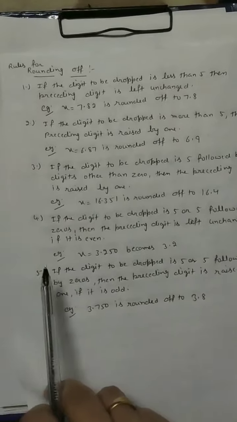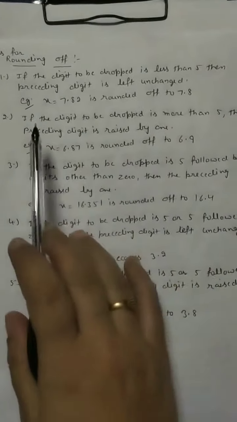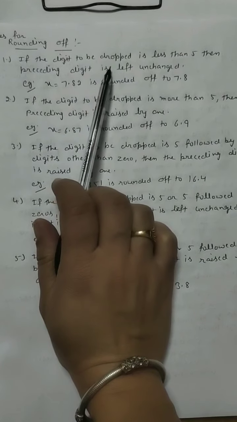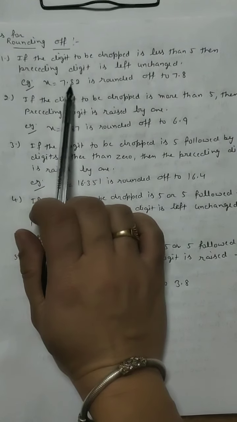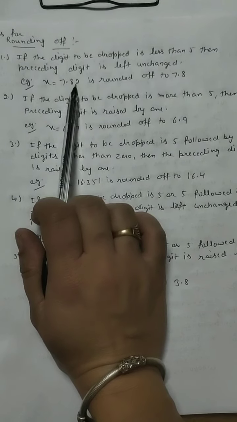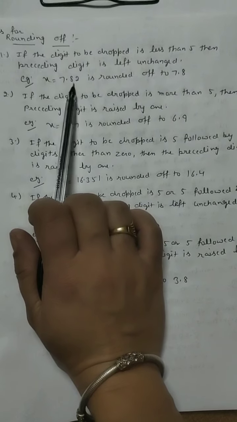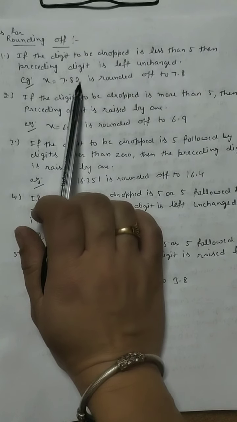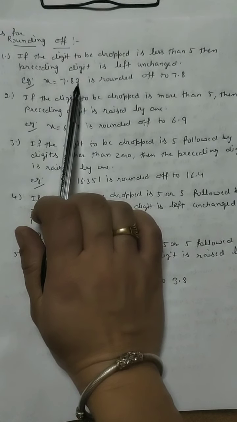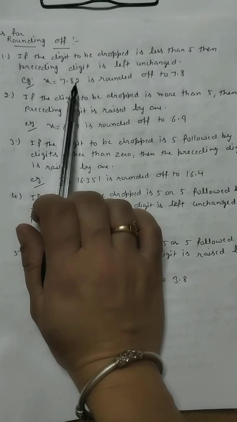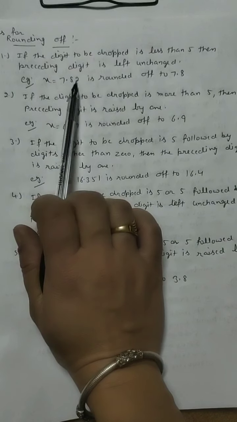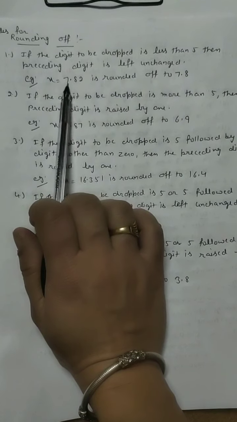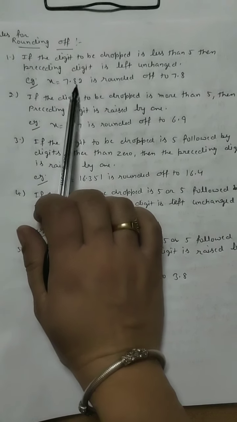The next topic is the rules for rounding off. The first rule states that if the digit to be dropped is less than 5, like the example 7.82, and we have to round off to one decimal digit, we consider the 8. After that, the digit 2 is less than 5, so the number will not be rounded up. It stays the same, 7.8. After rounding off, we get 7.8.